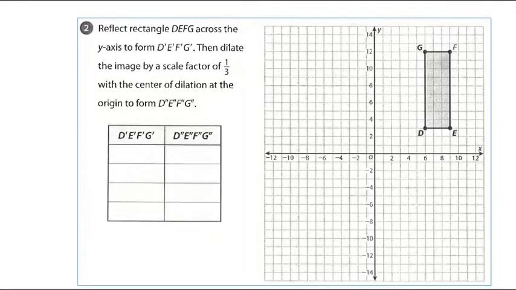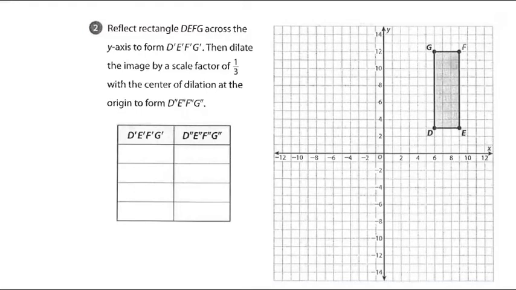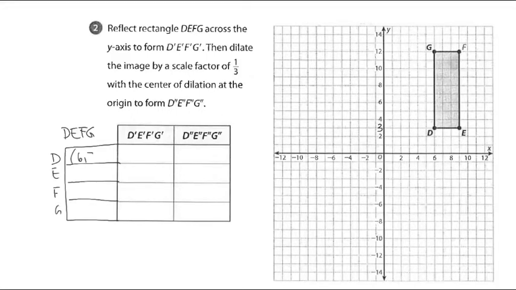I'm going to slide the picture over a little bit, add my original coordinates, because it's always nice to know where you started from. Especially since one of the ways I do some of the things is by actually just doing math on the coordinates. D is at 6, 3. So this is D, E, F, G. So 6, 3. E is at 9, 3. F is at 9, 12. And since it's a rectangle, it's probably at 6, 12. Yep, 6, 12. They say to reflect the rectangle across the y-axis, okay?